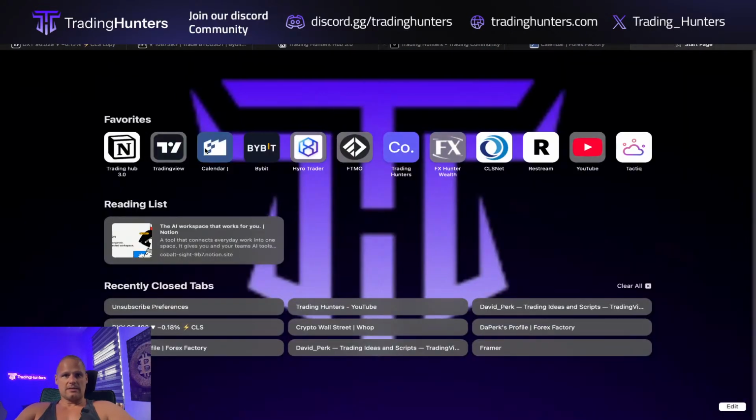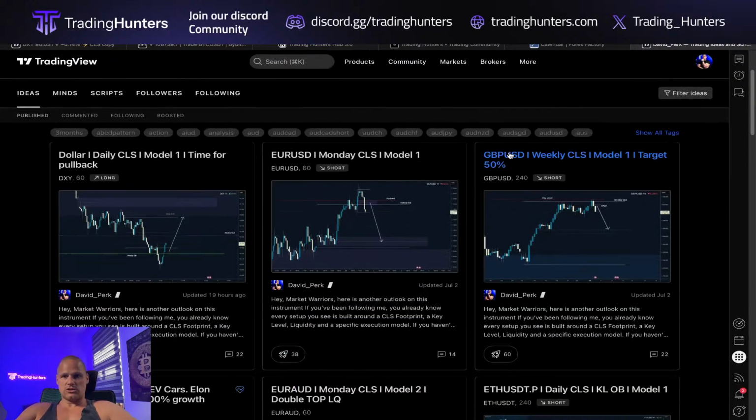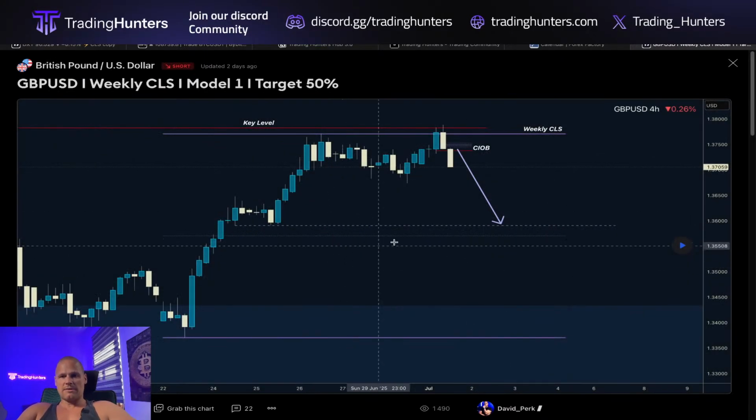So we let the Monday range be formed, and then we took the trades. Basically I had just these three trades, which I posted here on TradingView also. We will look at them a little bit right now. So it's GBP, this weekly CLS, where we had slight manipulation into the key level.